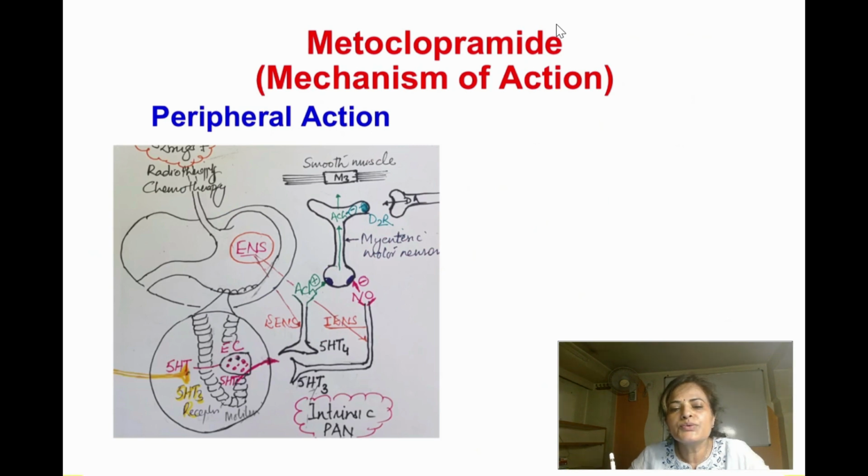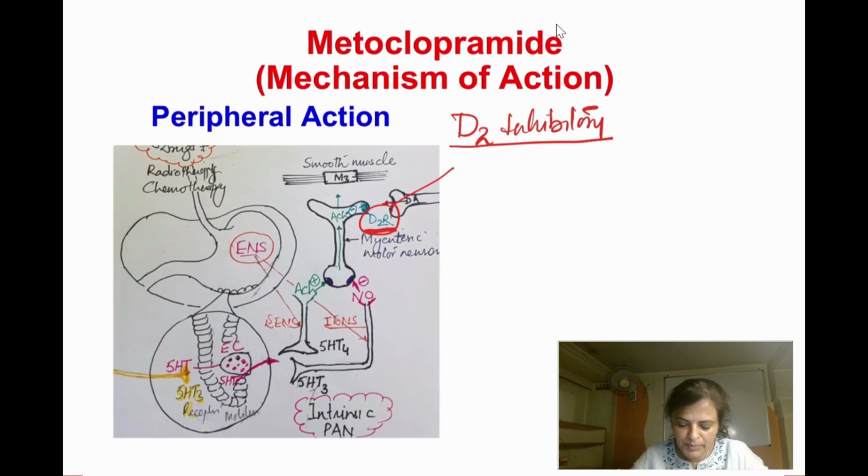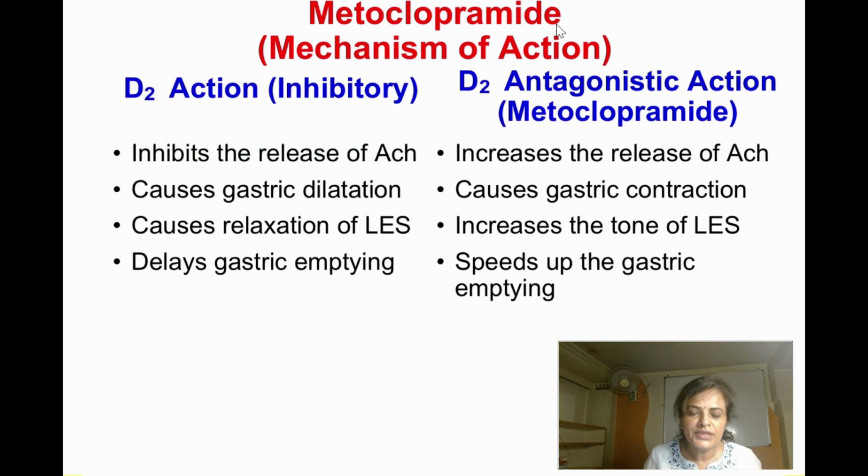So this drug is a D2 receptor antagonist. Already I have explained, this is a D2 receptor, which has an inhibitory influence. What is the inhibitory influence? It is going to inhibit the release of ACh. Just see the next slide. So the D2 action is going to inhibit the release of ACh. It causes gastric dilatation, causes relaxation of the lower esophageal sphincter, and delays gastric emptying. This is how D2 normally exerts its action.